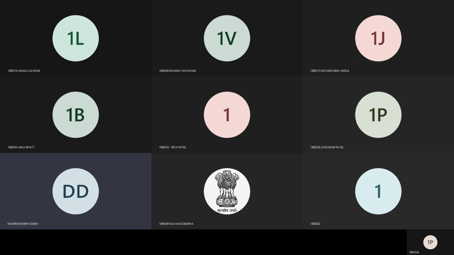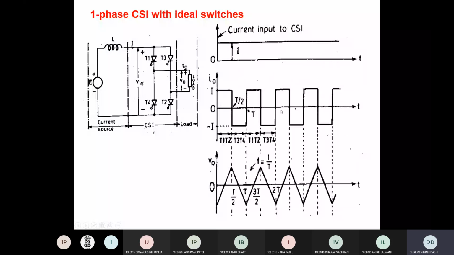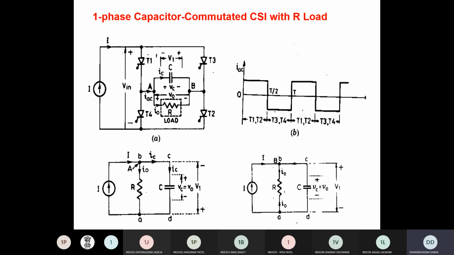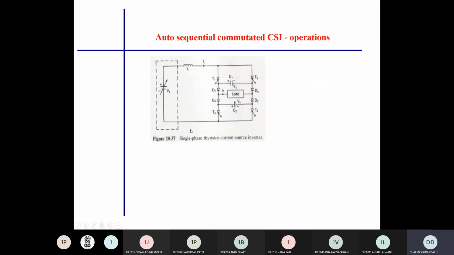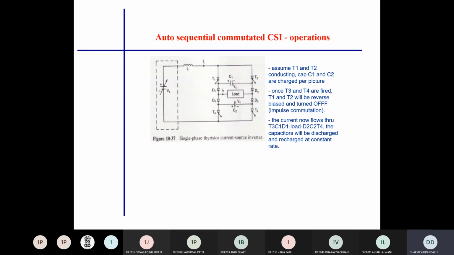CSI. We can see the ideal waveform of load voltage and load current. And then we have seen the capacitor commutated current source inverter. I hope all of you understand the operation of both the CSI, capacitor commutated and ideal current source inverter. Then we see the auto sequential current source inverter, in which we use two commutating capacitors to turn off the thyristor.